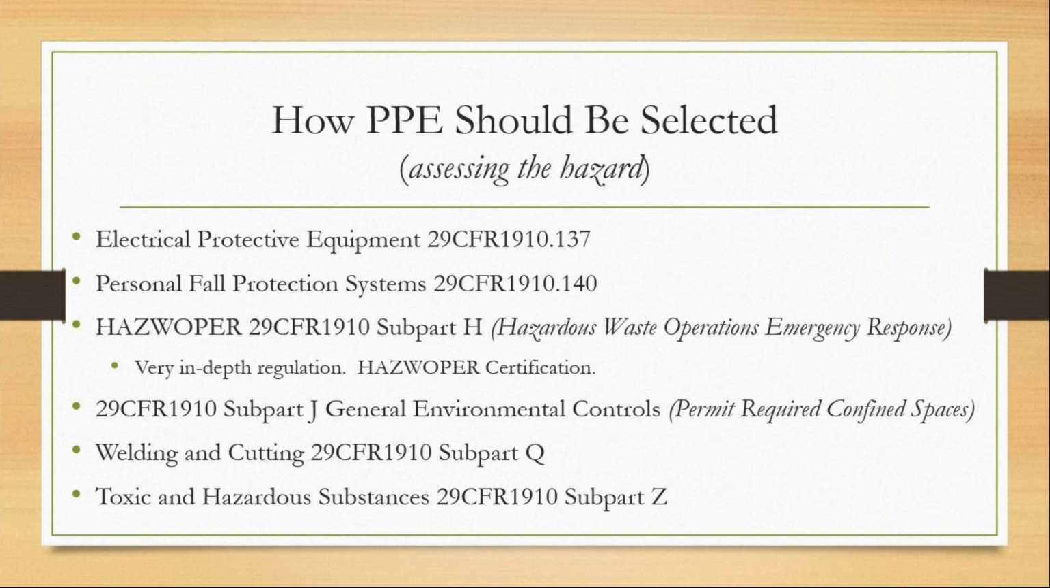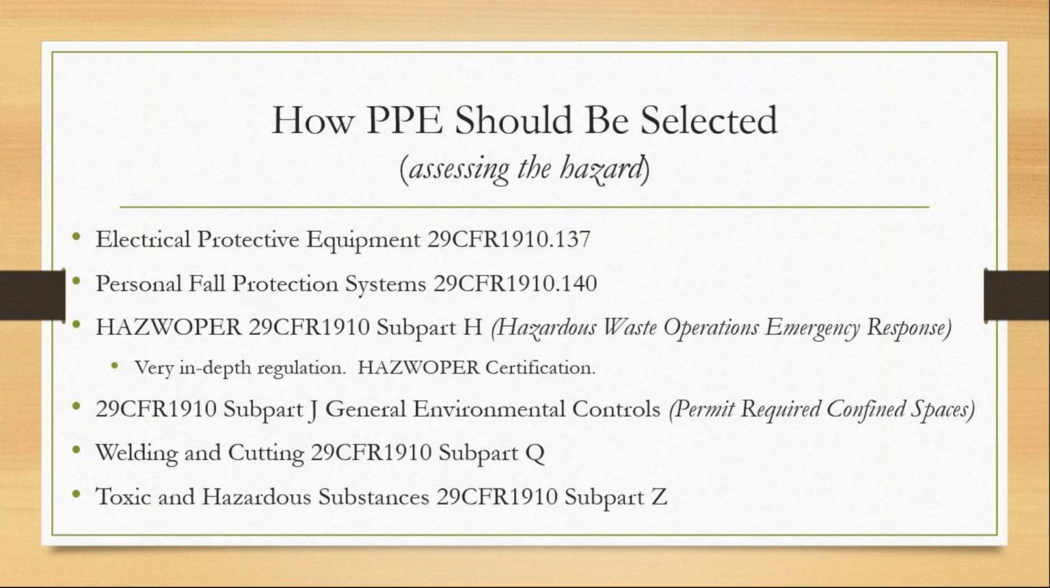There are a lot of other sections. This is just a list. Electrical protective equipment, right? That falls under 29 CFR 1910.137. Now, one thing I'll say about 1910.137, you should also be looking at the NEC standard on arc flash protection, because it is going to be a lot more in depth in protection against arc flash than 1910.137 is.